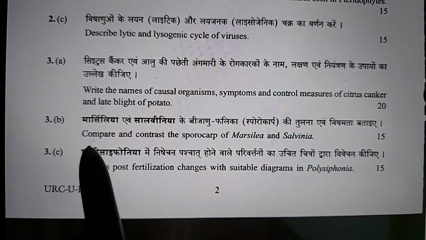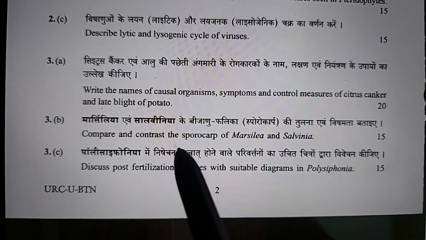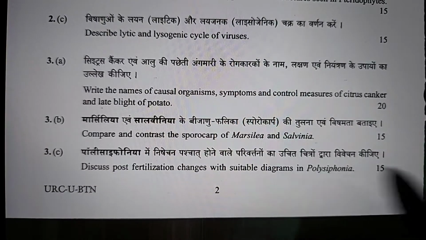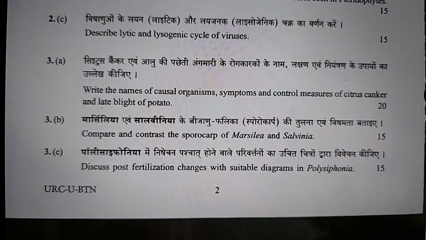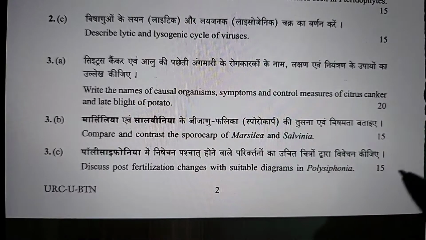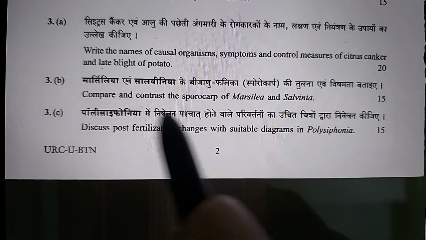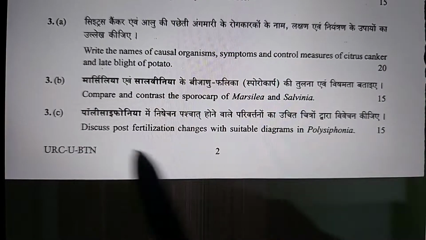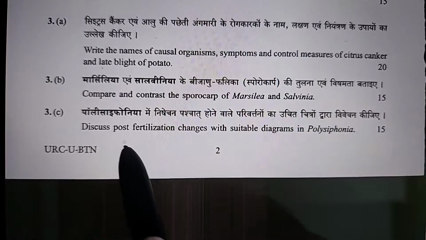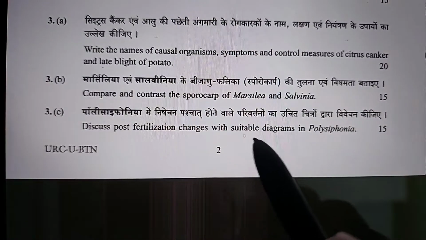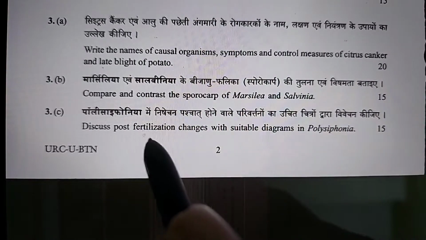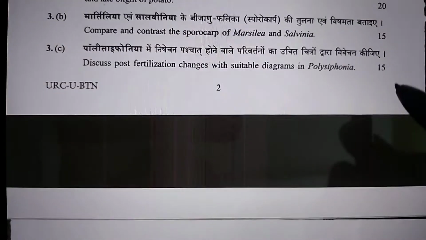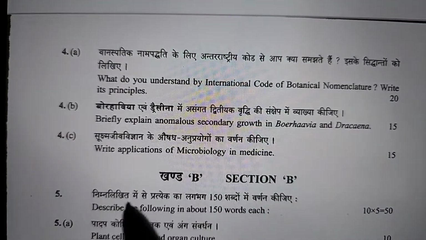B is: compare and contrast the sporocarp of Marsilea and Salvinia. This one is asking for a comparison, the differences. So for 15 marks, you can take 7.5 and 7.5. C is: discuss post fertilization changes with suitable diagram in Polysiphonia. It is asking for post fertilization changes of Polysiphonia, and this is 15 marks. Okay, so this was question number 3.